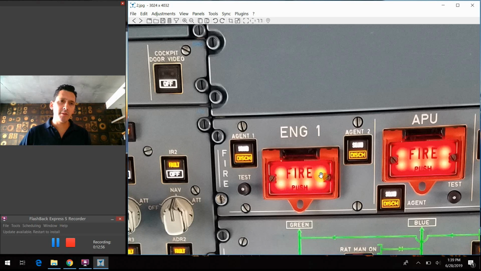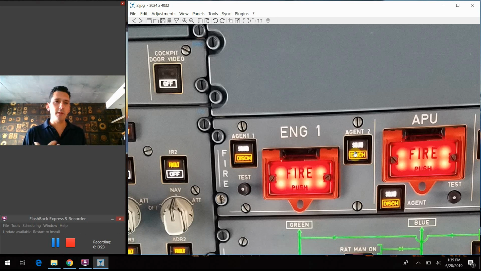And like I said, there's a lot of other things that happen, which we'll talk about in a second. But you would go through your procedures and you would basically open up this little safetying mechanism here. This is what this little latch is here for. And you would push the fire button, and it would then pop out, and it would arm both of the squibs in Agent 1 and Agent 2.